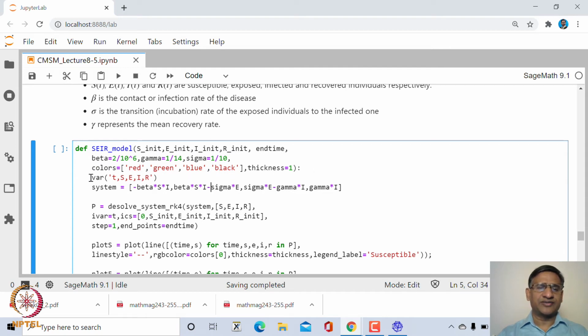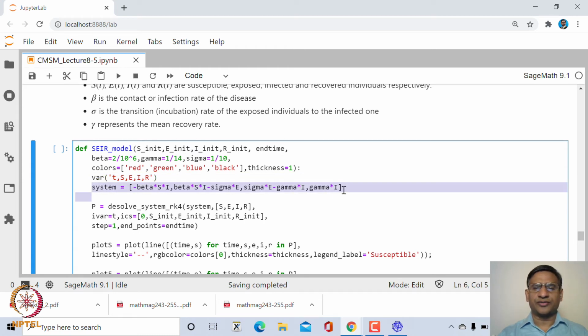And now let us define the variables T, S, E, I, R, and then define the system. So it will be a list of 4 coordinates. The first coordinate is the right hand side of dS by dt, the second coordinate is the right hand side of dE by dt, the third is the right hand side of dI by dt, and the last one is dR by dt.